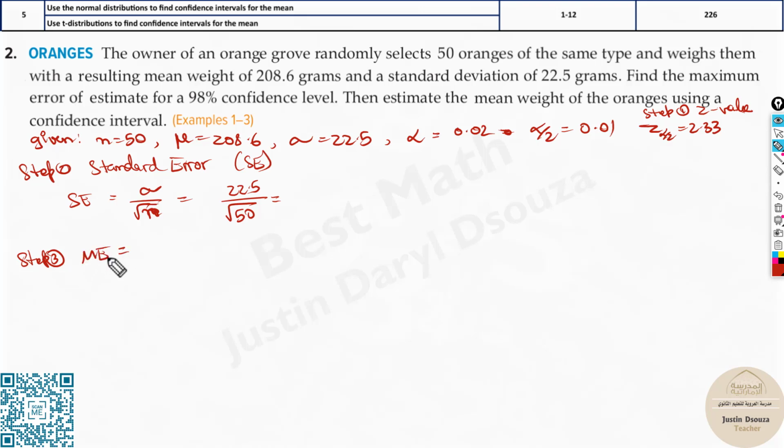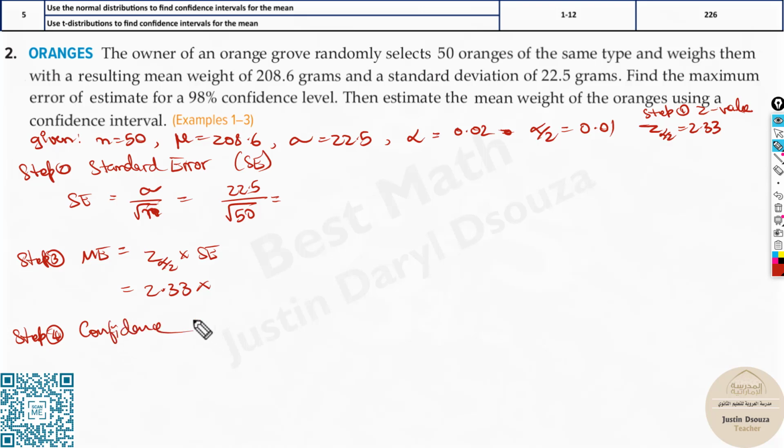I'll directly write ME. Margin of error is basically given by the multiplication of step 1 and step 2, that is z alpha by 2 multiplied by SE. So we know what is z alpha by 2, but once we find the standard error, we can write it out over here. Then step 4 is the final step, that is the confidence interval.